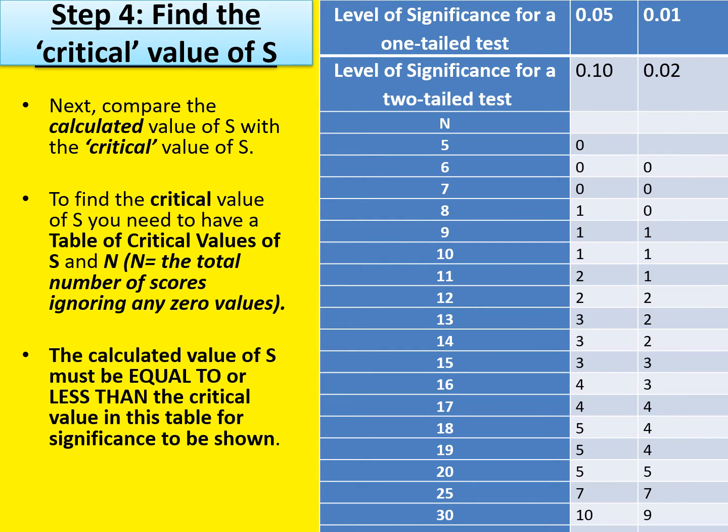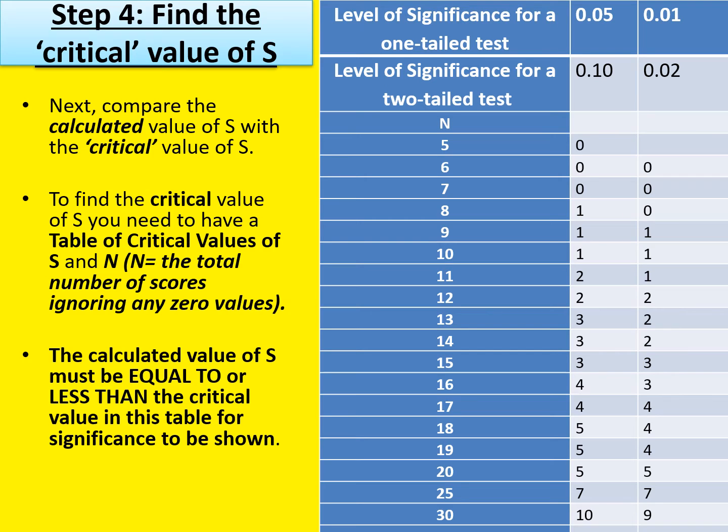Step 4 is that we have to find the critical value of S. The critical value of S will always be in a table that doesn't change. Years ago, statisticians who were very, very clever made critical values tables for loads of different statistical tests. What it means is that we're going to compare our calculated value of S to the critical value of S in order to find out whether the data is significant.